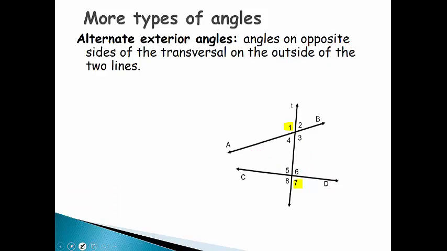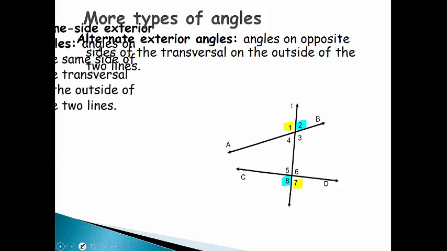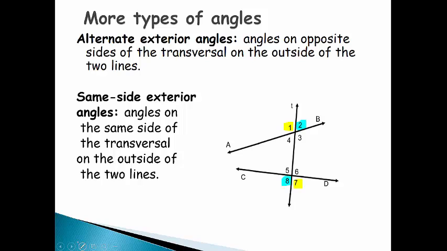We always have 2 pairs at least. The other pair would be 2 and 8. So I want to highlight those. Our next pair of angles are same side exterior. They are angles on the same side of the transversal, but they're on the outside of the 2 lines. So for example, angle 7 and 2 are outside the lines, but they're on the same side of our transversal T. Same thing with 1 and 8.